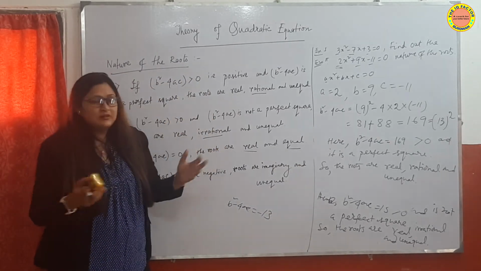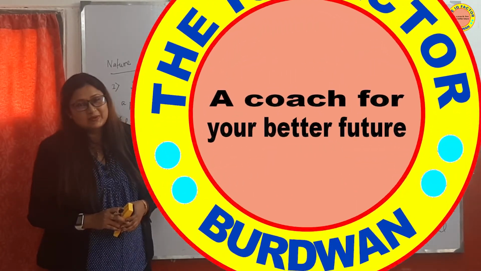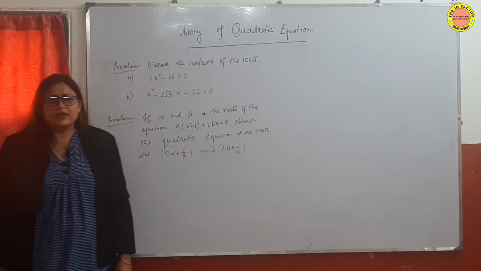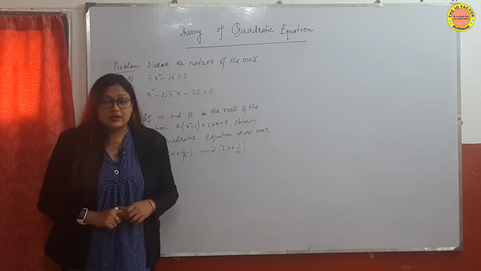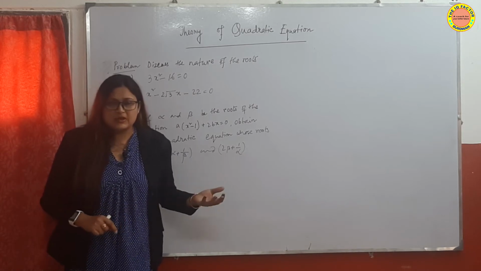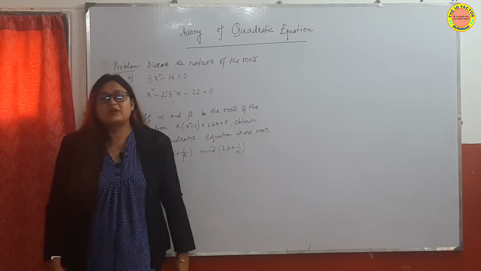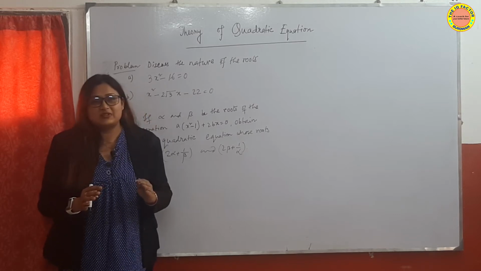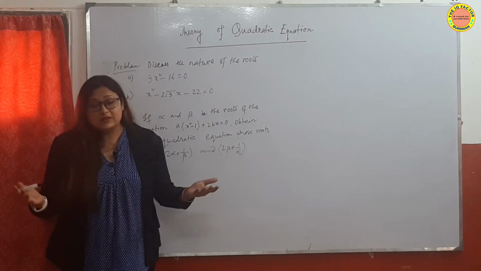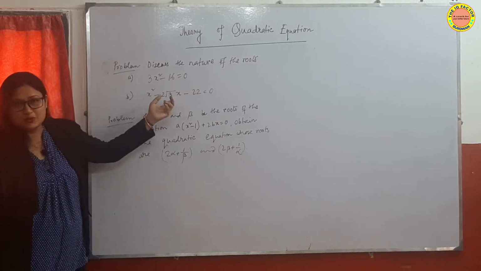So, these are all about the nature of the roots. Now we know how we can find out the nature of the roots, right? Just as we have discussed, you have to find out first the discriminant, that is b square minus 4ac, and depending upon the value of b square minus 4ac, you can determine the nature of the roots. Now, these two questions are there for you.